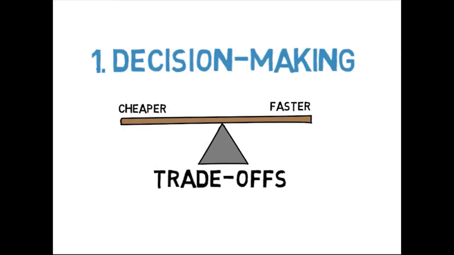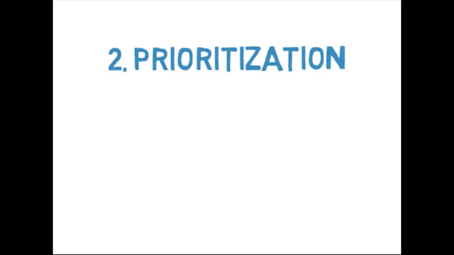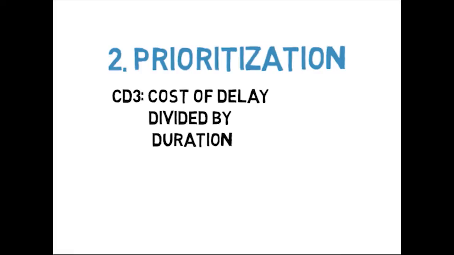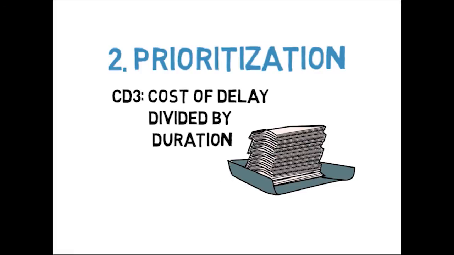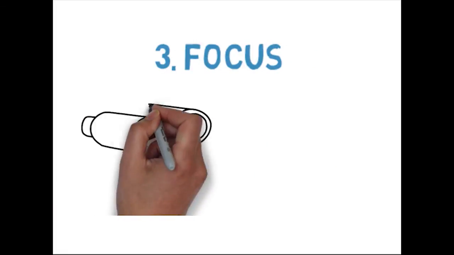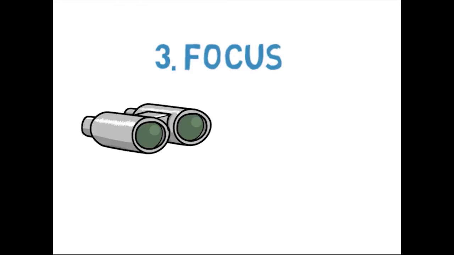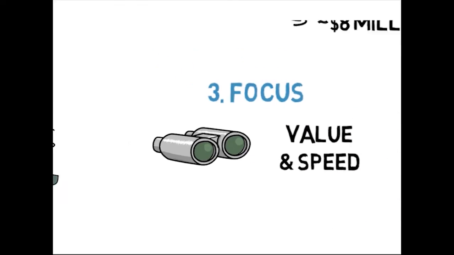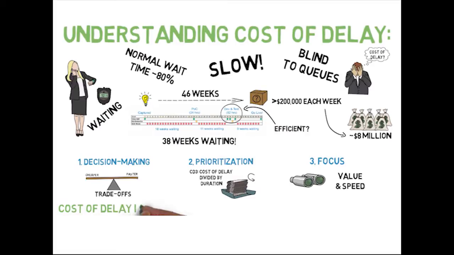Secondly, it helps us with prioritization. By using CD3, cost of delay divided by duration, we actually deliver more total value for a given capacity. And lastly, cost of delay helps us to change the focus from dates and cost estimates, which can encourage the wrong behavior, to speed and value. Put simply, cost of delay is a way of communicating value and urgency. Without information about the cost of delay, the system will optimize for other things.